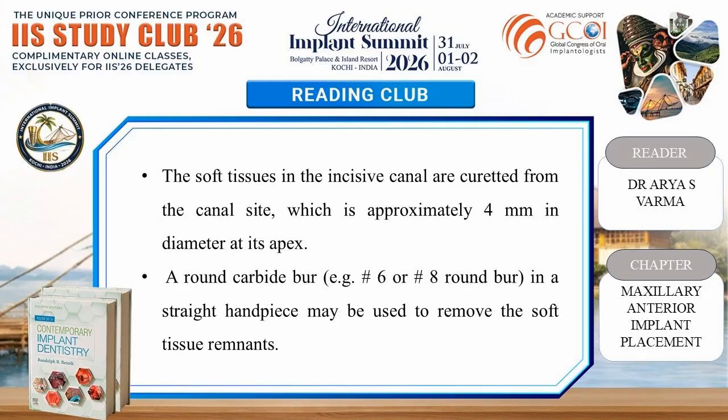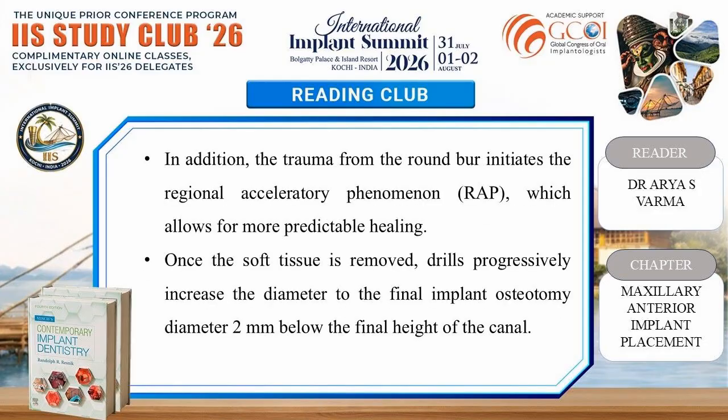The soft tissues in the incisive canal are curetted from the canal side, which is approximately 4 mm in diameter at its apex. A round carbide burr, for example a number 6 or number 8 round burr in a straight handpiece, may be used to remove the soft tissue remnants. In addition, the trauma from the round burr initiates the regional acceleratory phenomenon, RAP, which allows for more predictable healing.